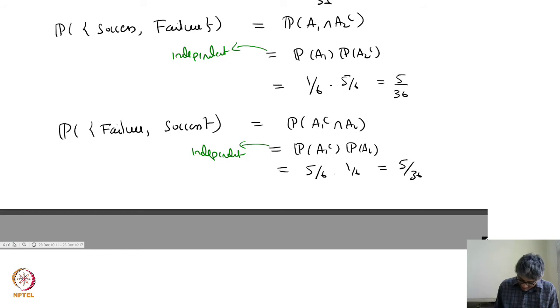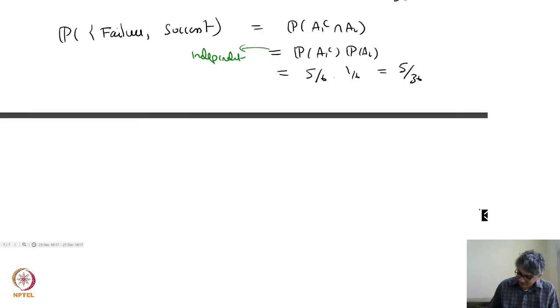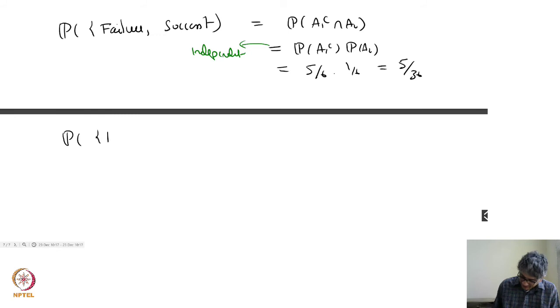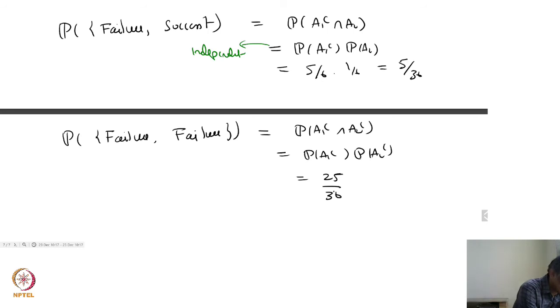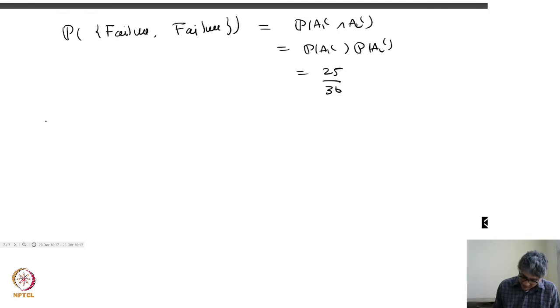And similarly, to complete the experiment, I can just say that probability of failure and failure, because that's the last outcome in the sample space that I have to consider, is the same as probability of A1 complement and A2 complement. That's again the same as probability of A1 complement times probability of A2 complement, and that's going to be equal to 25 by 36. Very good.